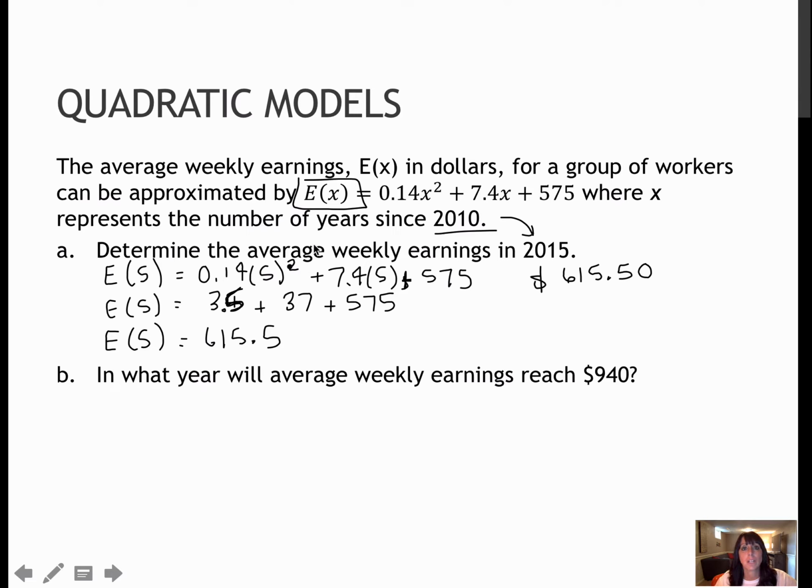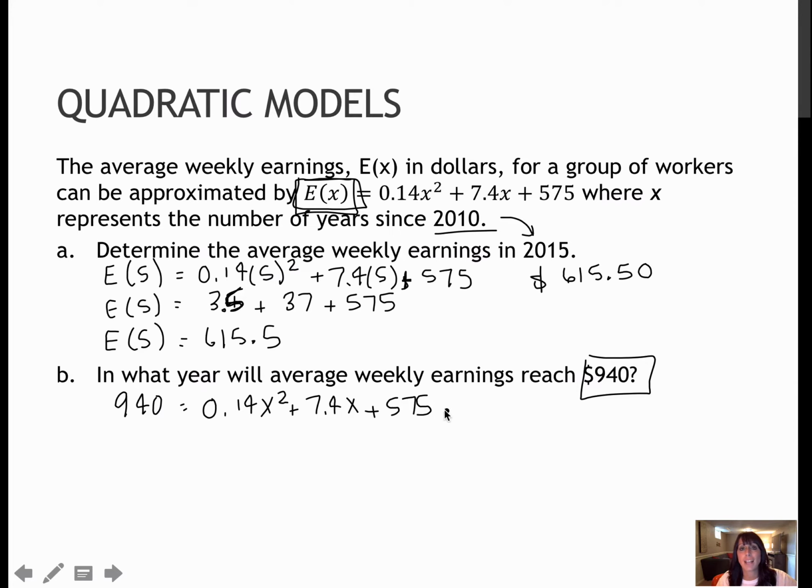The second question related to the same model says, in what year will the average weekly earnings reach $940? So right now, in 2015, the average weekly earnings are 615.5. We're asked, in what year will that reach 940? Instead of replacing the X with a value in this case, I'm going to replace E of X with a value, in this case the value of 940. So 940 equals 0.14x squared, etc. So the X in this case is what I'm solving for.